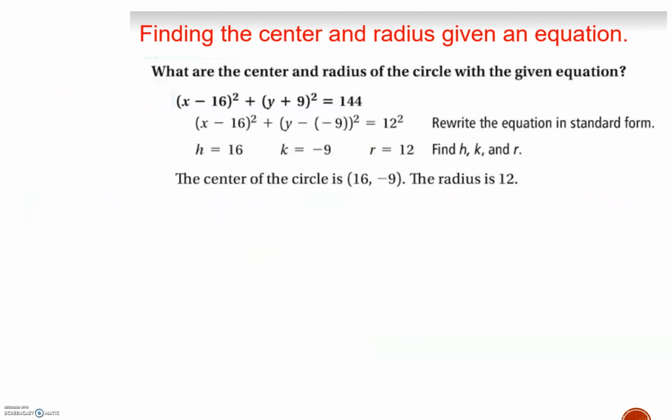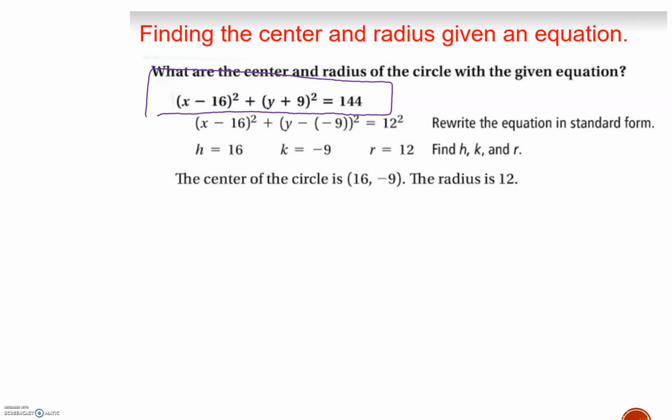Okay. Now so far we've been given the center and the radius and we found an equation. Now we're going to work backwards. We'll be given the equation and we want to find the center and the radius. So we're going to be looking to pick out what h and k and r equal. In this particular problem, we're given (x − 16)² + (y + 9)² = 144.